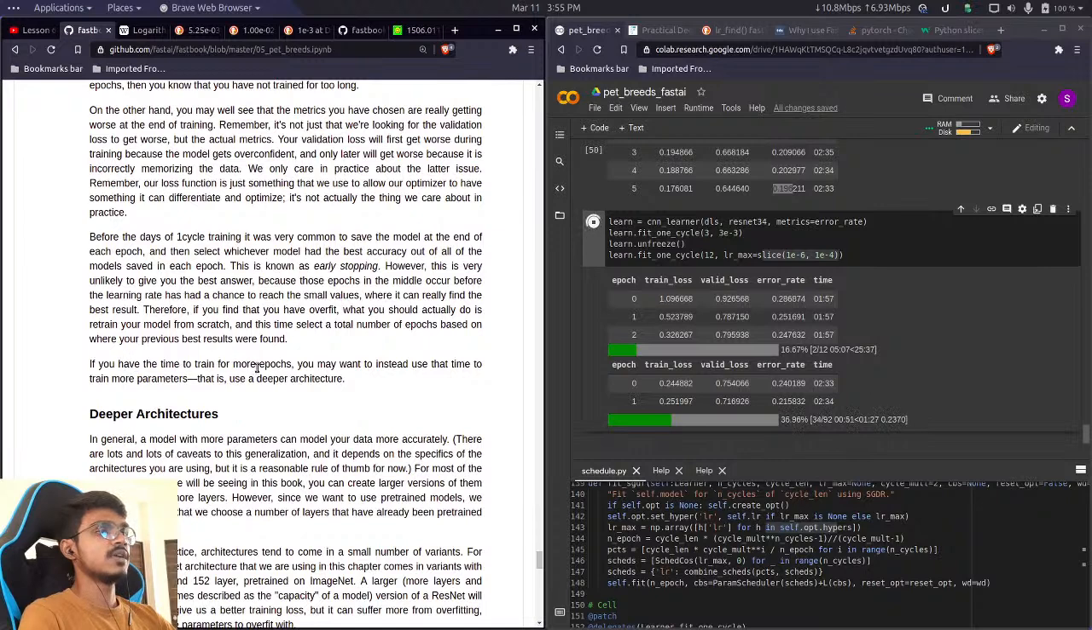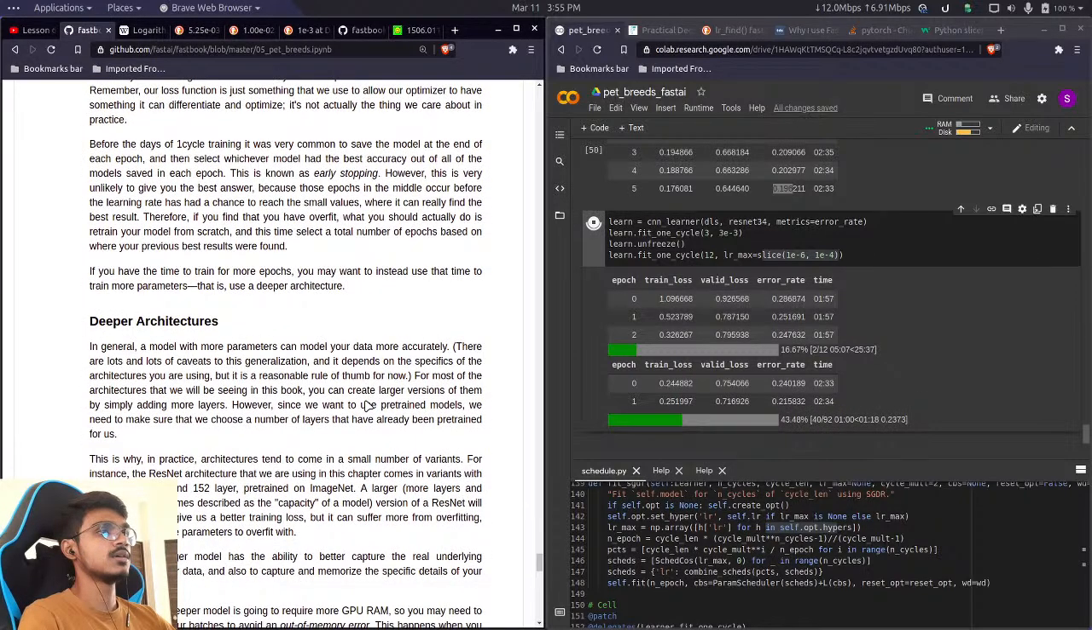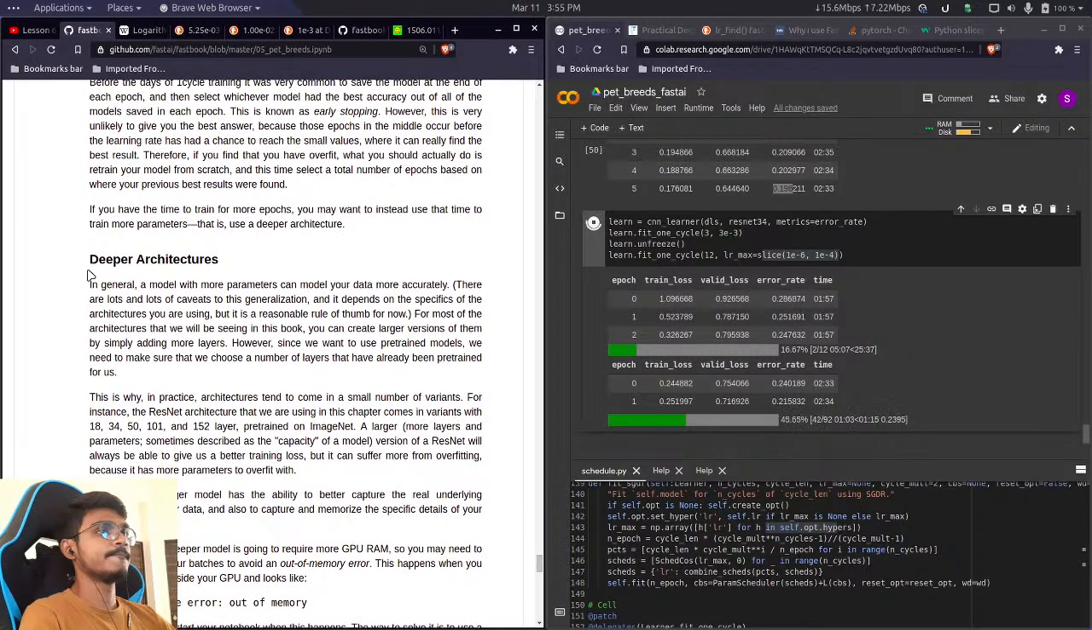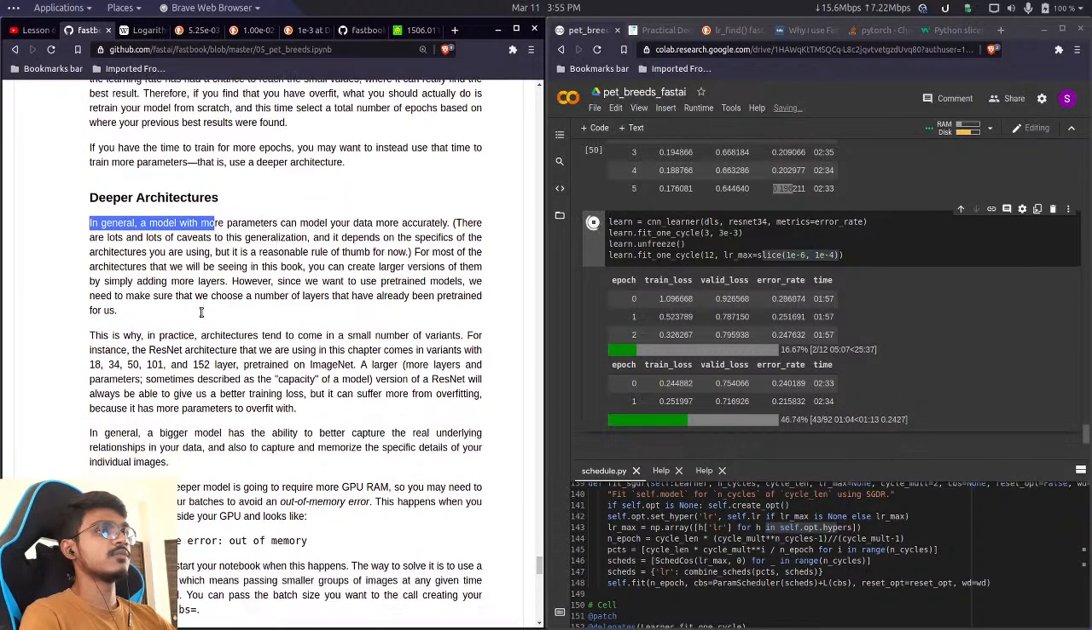If you have the time to train for more epochs, you may want to instead use that time to train more parameters. That is, use a deeper architecture. In general, a model with more parameters can model your data more accurately. There are lots of caveats to this generalization, and it depends on the specifics of the architectures you are using, but it is a reasonable rule of thumb for now.